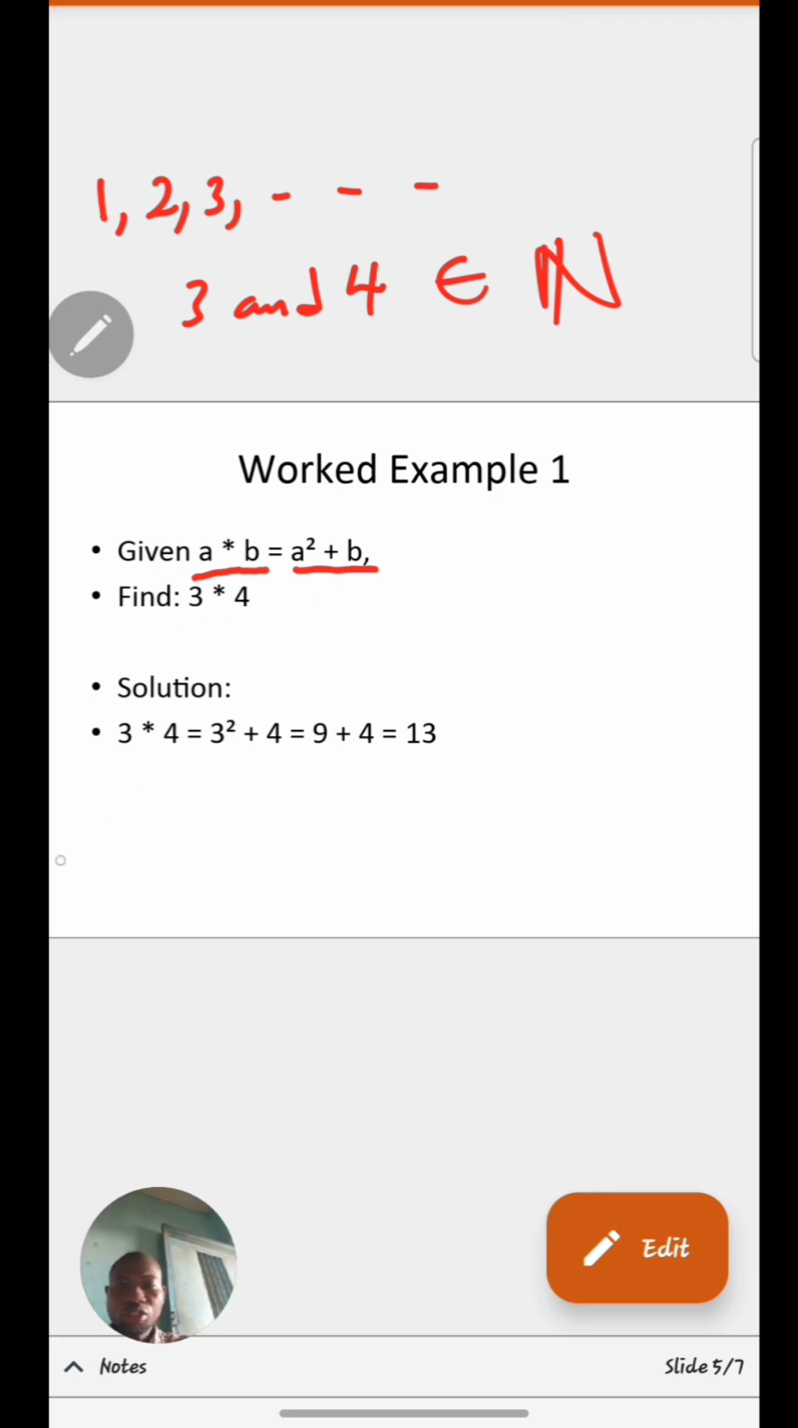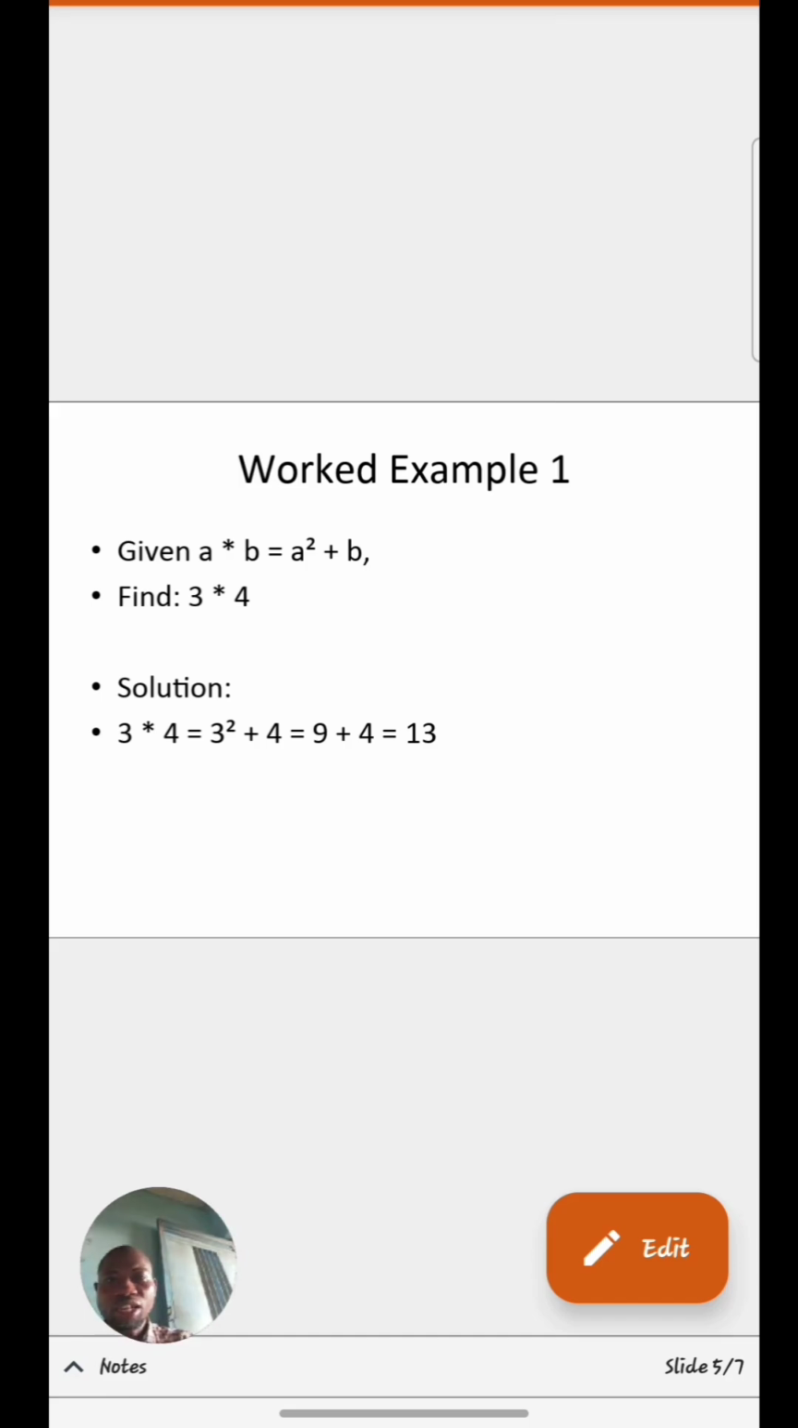After we apply the operation, which is 3 operation 4, it gives us 3 squared plus 4. 3 squared is 9, then plus 4 gives us 13. So 13, the final result, is also an element of natural numbers. So it means natural numbers are closed under this operation. The operation that we are given is closed. Now let's look at another example.